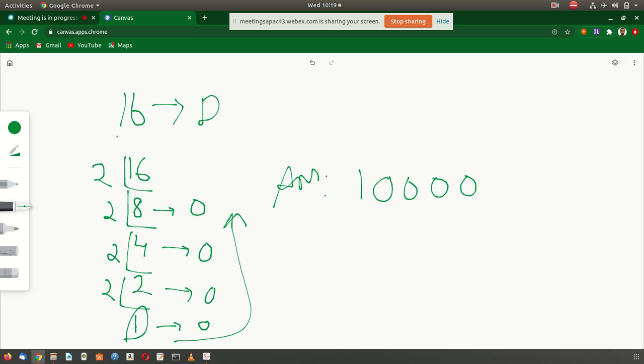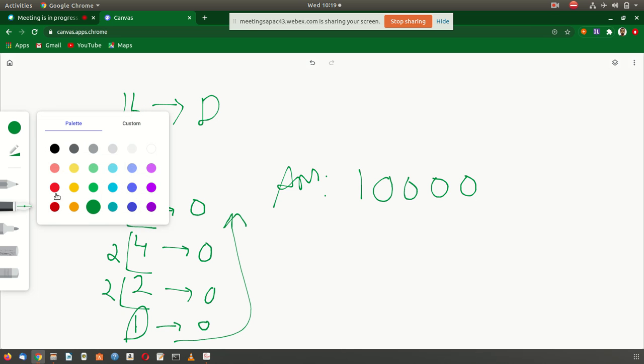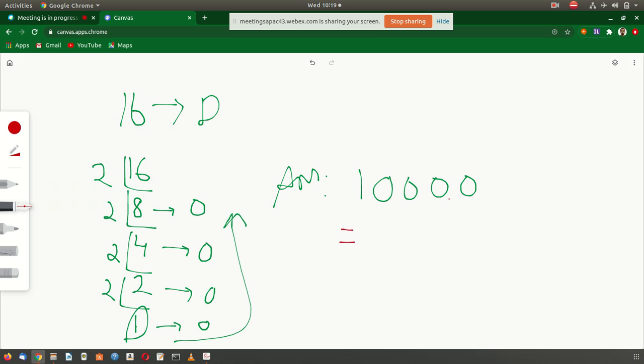You verify whether it's correct or not. So 0 into everything, anything will be 0 only. 0 plus this is 0, this is 0. 0 into 2 to the power 1, or 0 into 2 to the power 2, or 0 into 2 to the power 3, everything comes 0.